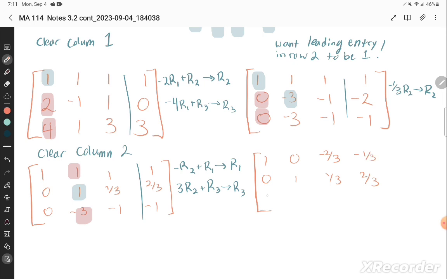And then here, I've got 0 here, and I've got 0 here as well. But I'm multiplying 1/3 by 3, which is going to get me 1. And when I add that to negative 1, I get 0. And then 2/3 times 3 is going to get me 2, and I add that to negative 1, that's going to get me 1.